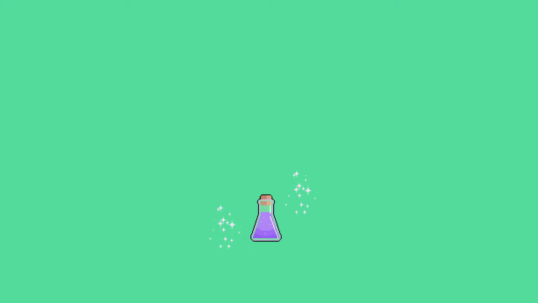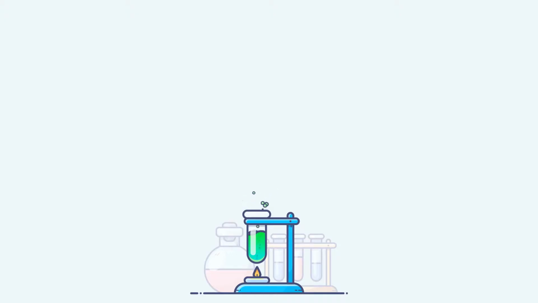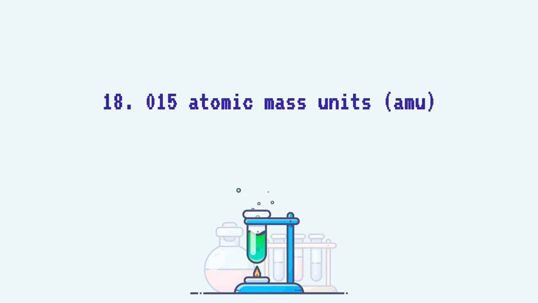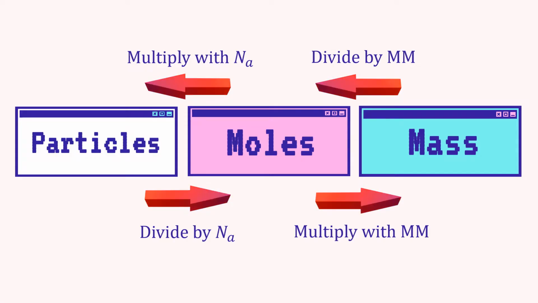Another property of Avogadro's number is that the mass of 1 mole of a substance is equal to that substance's molecular weight. For example, the mean molecular weight of water is 18.15 atomic mass units. So, 1 mole of water weighs 18.15 grams. To make that less confusing, here is a diagram for you to see the relationships between particles, moles, and mass.